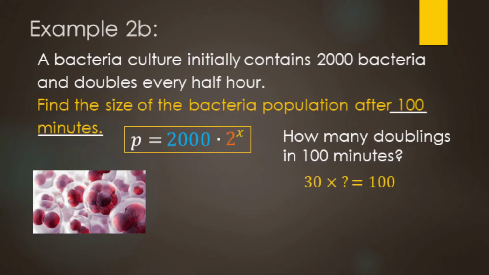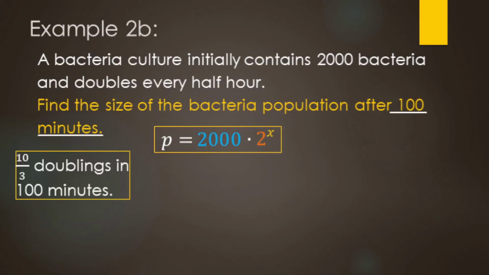So now that we have this equation here, we think of the question mark as our variable, right? And then to solve it, we're going to undo the times 30, right? So how do we undo times 30? With a divide by 30. So 100 over 30 is the number of doublings. Now we are going to be using this fraction in further calculations. So anytime that happens, it is a really good idea to go ahead and reduce the fraction, right? So in 100 minutes, we're going to have 10/3 doublings, right? So we know we have 10/3 doublings in 100 minutes.